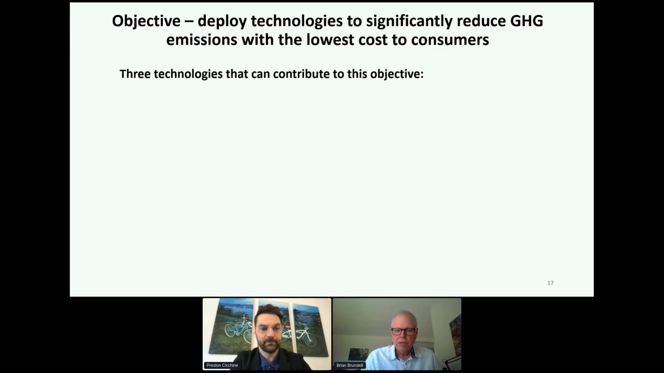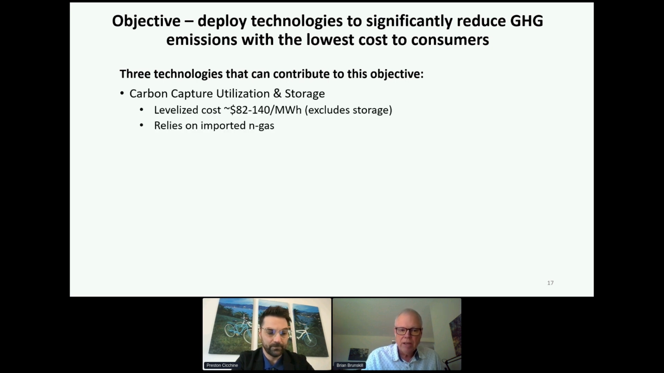So if our objective is to deploy technologies to significantly reduce greenhouse gas emissions with the lowest cost to consumers, I think there's generally three on the table right now that can contribute to this objective. We have carbon capture, utilization, and storage, based on the work of others, of course. This would have a levelized cost of about $82 to $140 per megawatt hour. This excludes storage.